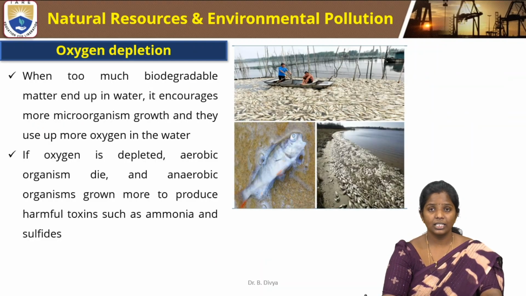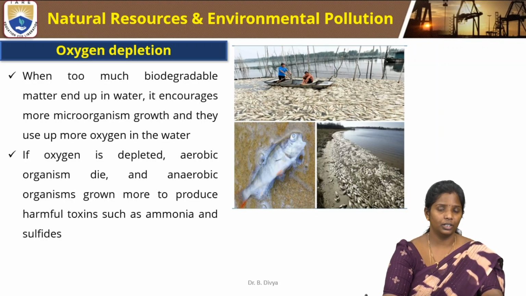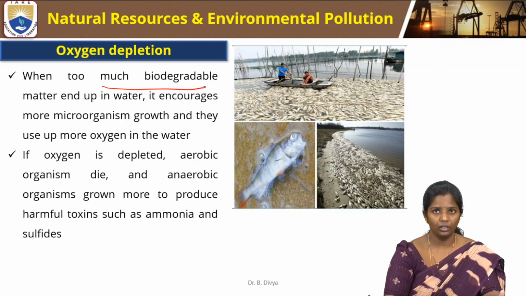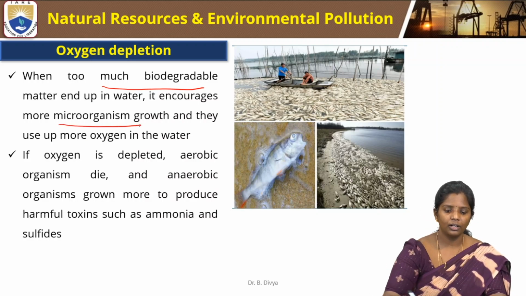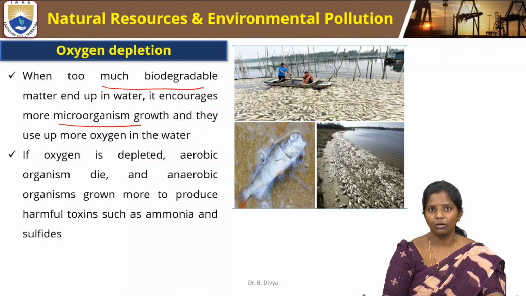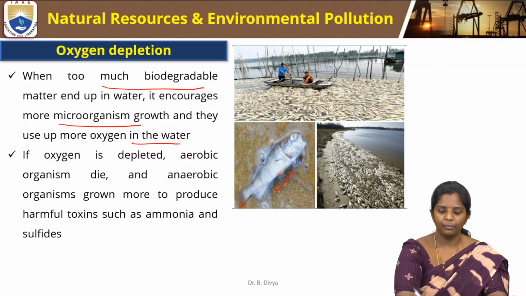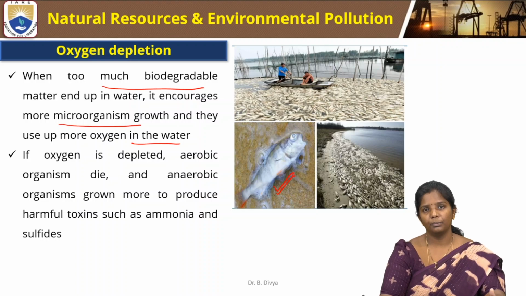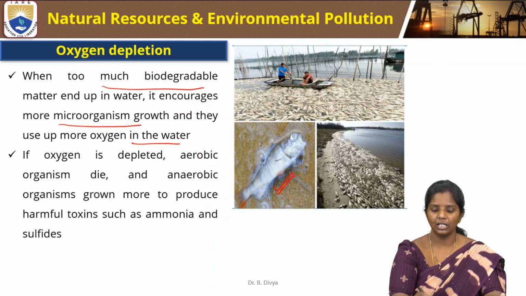So next is oxygen depletion. That's what we have been discussing, the oxygen levels will be going down when too much biodegradable matter ends up in water. It encourages more microorganism growth, and they use up more oxygen than the useful organisms like fish. So the microorganisms will be using up a lot of the oxygen present in the atmosphere, preventing it from going into the deeper layers of water wherein fishes live. So that is how the oxygen depletion takes place.